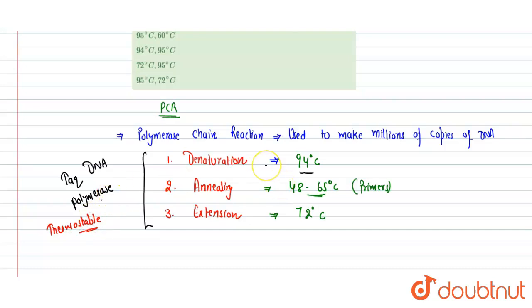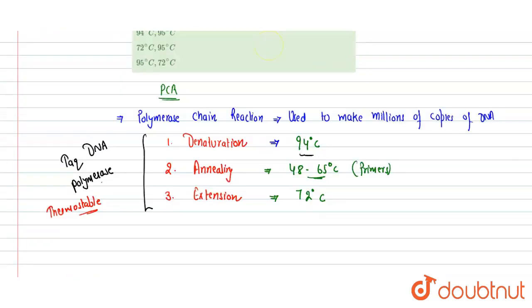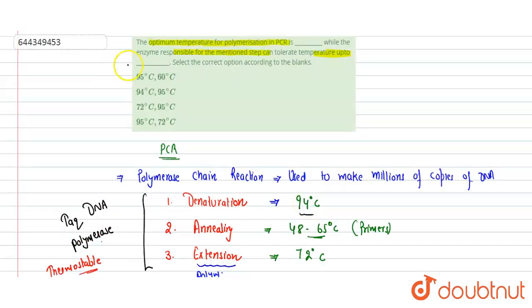This enzyme is thermostable, meaning it can tolerate high temperature, it will not get denatured at high temperature. Now our statement says optimum temperature for polymerization. Extension and polymerization are the same thing. The temperature is 72. Here we can write that.